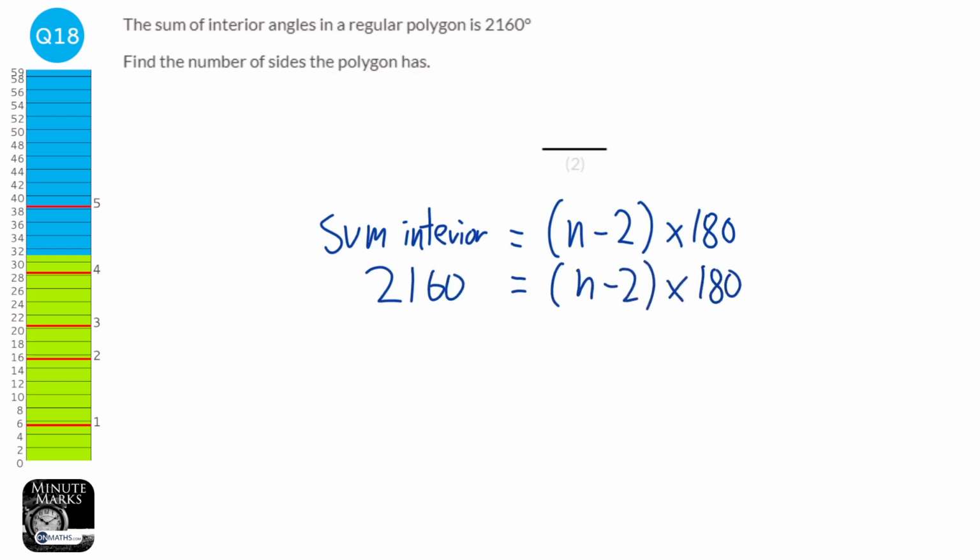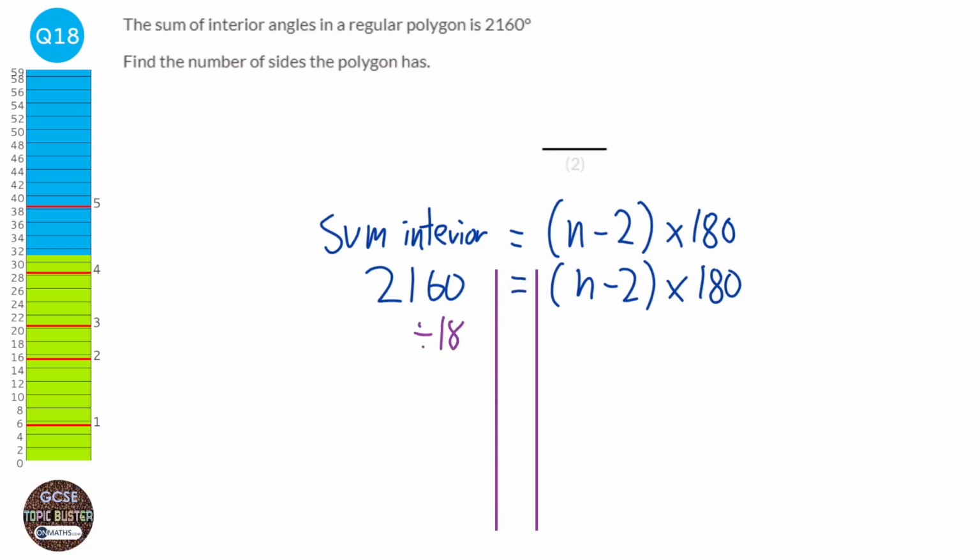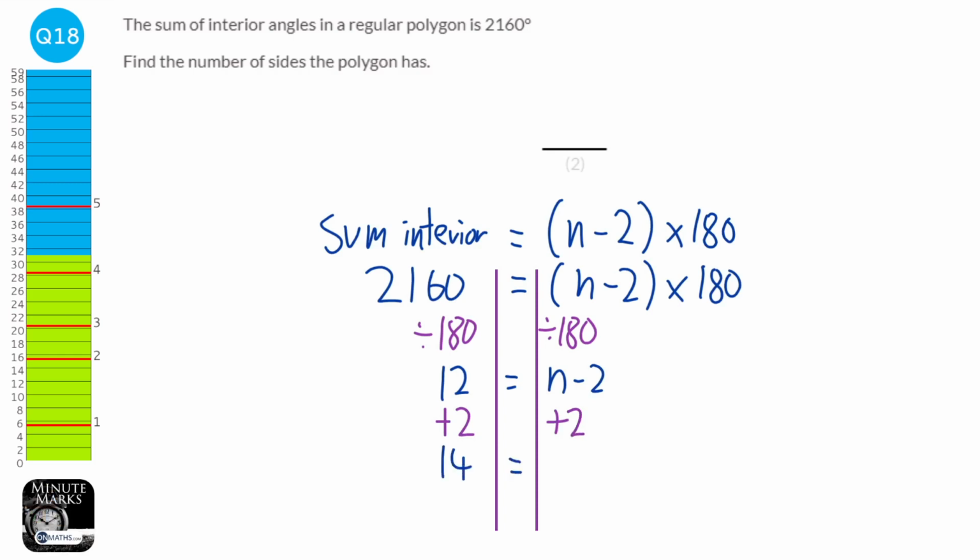So we're going to do a bit of solving. Not too difficult. We're going to divide by 180 both sides, and that will give us 12. And then we're going to add 2 both sides, and that would be 14. So the amount of sides is 14.